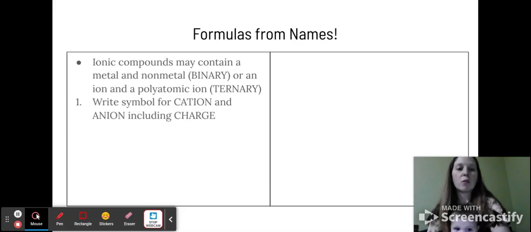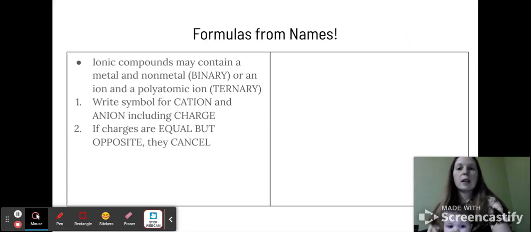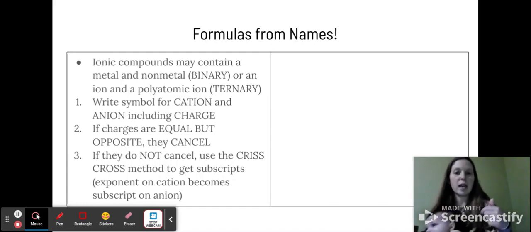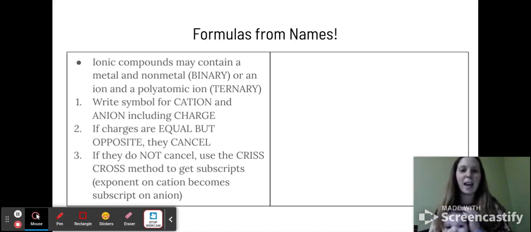When you are writing the formula from the name, you write the symbol for the cation and the anion, including the charge. So if it was sodium, you would write Na+. If it was chloride or chlorine, you would write Cl-. If the charges are equal but opposite, they will cancel. So +1, -1, +2, -2, they just cancel out. But if they do not cancel, you use what's called the crisscross method to get the subscripts on each element. So the exponent of the cation becomes the subscript on the anion.